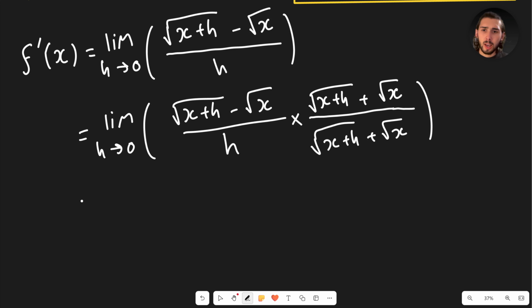Okay? And why have I done this? Well, it's because on the numerator of the fraction, we now have the difference of two squares. And hopefully, I'm alleging that this will actually do something, but let's see how it goes.